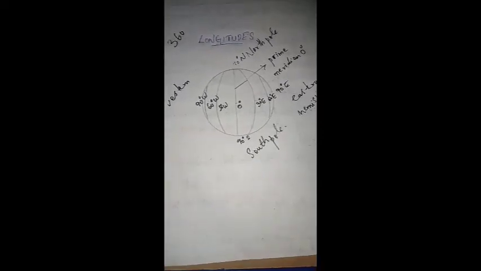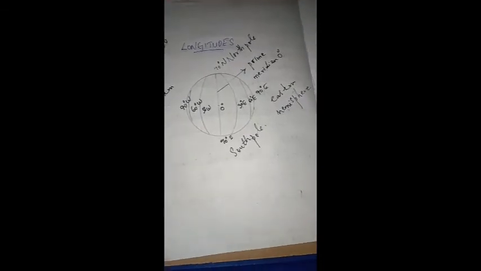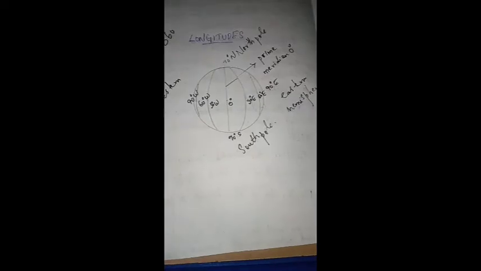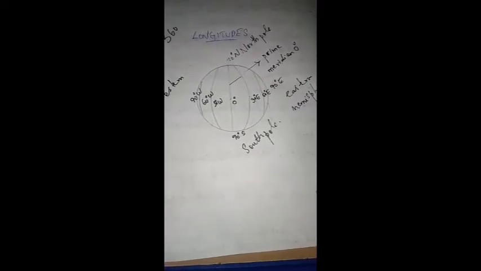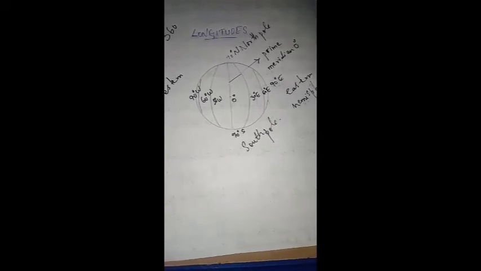Now let's learn what the characteristics of longitudes are. All meridians are of the same length as they meet at the poles. Meridians opposite to each other can form a great circle. Due to the shape of the earth, the distance between two longitudes is greatest at the center, at the equator.